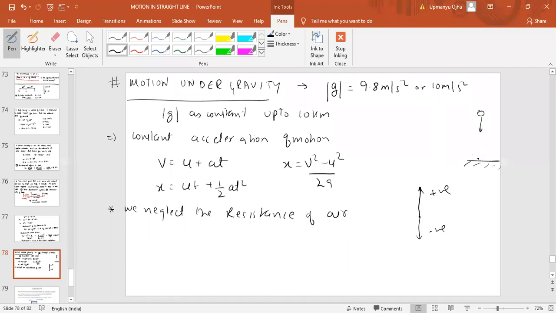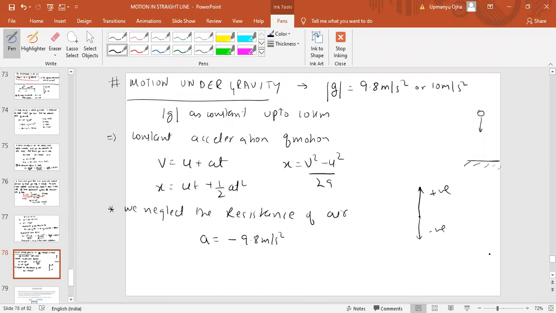Why is it getting attracted? Because of the gravitational force. Now, because of the gravitational force, the body is getting accelerated towards the floor, which means the direction of acceleration here is downward, right? So if the direction of acceleration is downward, then while using this equation of motion, we have to always assume a equal to minus 9.8 meter per second square.